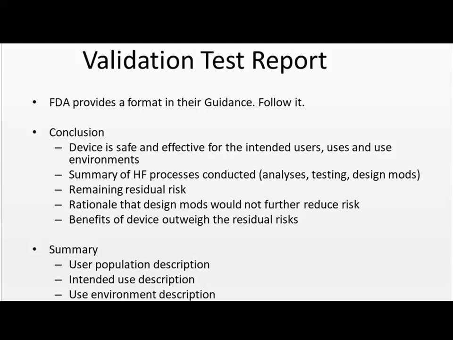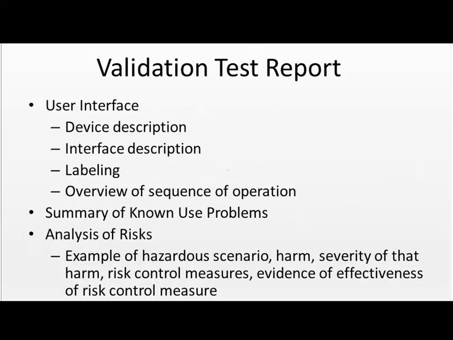Another section is a summary. This is where you include your user population description, your intended use description, your use environment description, and the training that you provided to participants. You're going to describe the user interface, a description of the device, description of the interface, the labeling, and an overview of the operation sequence.